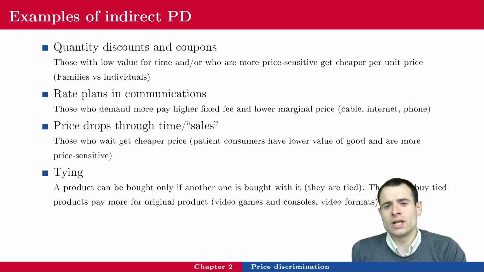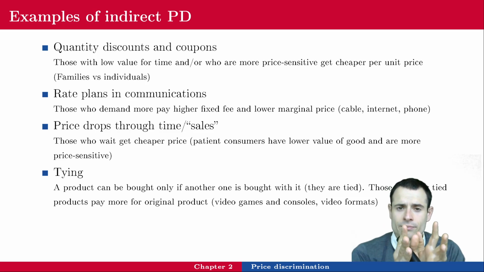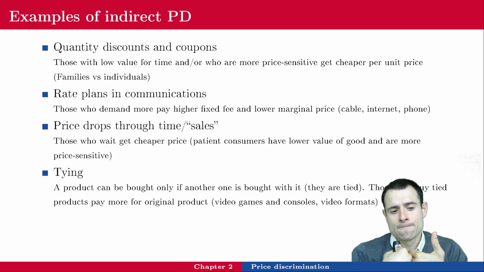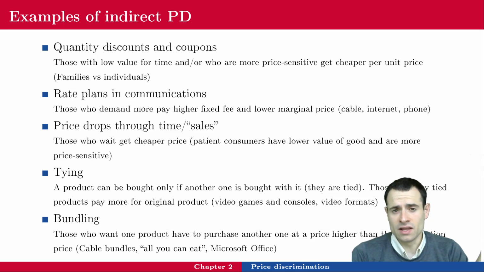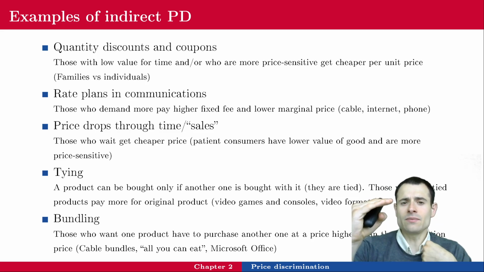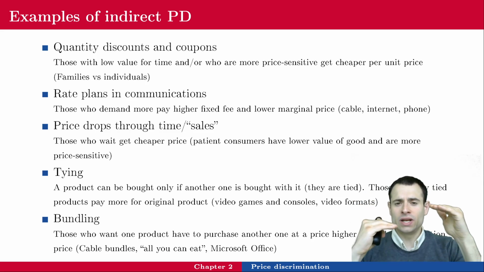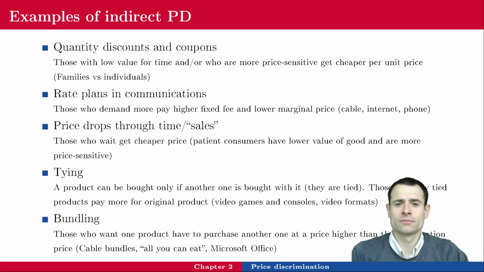So tying usually consists in linking two products which are related and sell them together. It is a special case of what we call bundling. Bundling consists in selling things in a bundle, but they do not have to be related necessarily. The idea is that you might have a high willingness to pay for one good and a low willingness to pay for another. At the same time, I might have the opposite willingness to pay, a lower one for the first good and a higher one for the second good.